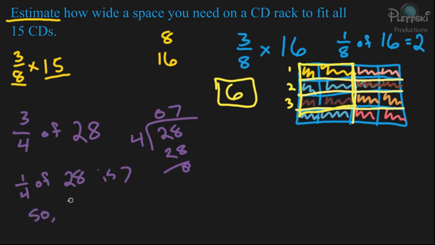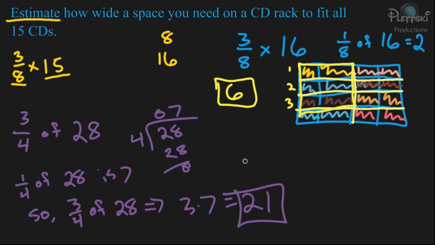So 3/4 of 28 would just be 3 times 7, because 1/4 is 7 and you have 3 of those. So 3 times 7, which is 21. So this one we didn't really have to estimate. All we had to do was divide 28 by 4, and that gives us the 1/4, which was 7. And then we multiply it by 3 because we want 3/4. So 3 times 7 will give us 21.